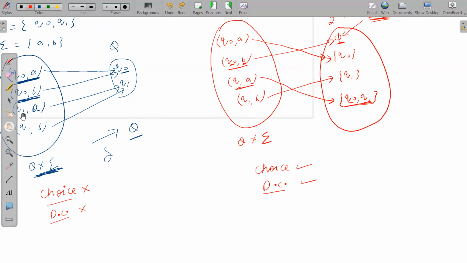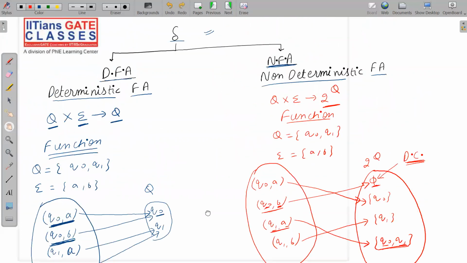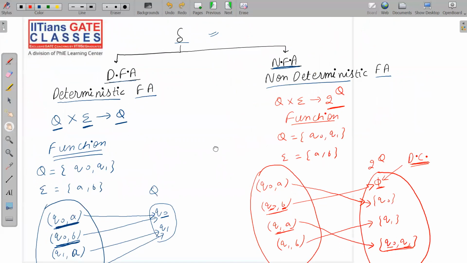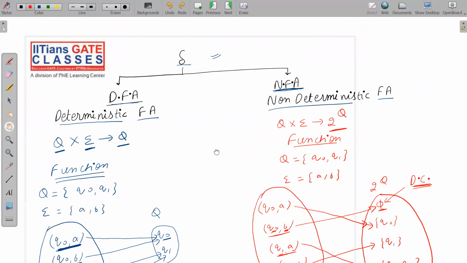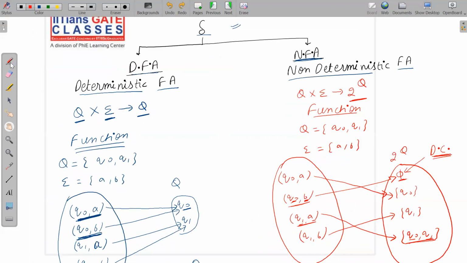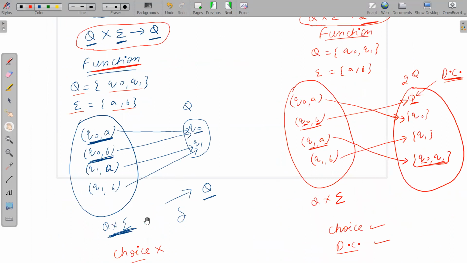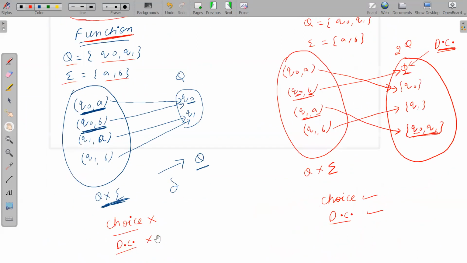So basically, I have just given you an introduction about delta of NFA and DFA. According to delta itself, we have divided FA into two categories, that is DFA and NFA. DFA is deterministic finite state automata, NFA is non-deterministic finite state automata. For DFA, the transition function is Q cross sigma to Q, and for NFA, it's Q cross sigma to 2 power Q, that is power set of states. For DFA also, it's a function or mapping. So Q is this, sigma is this, then I have given an example of a function like this. So Q cross sigma to Q, and there is no choice, no dead configuration.